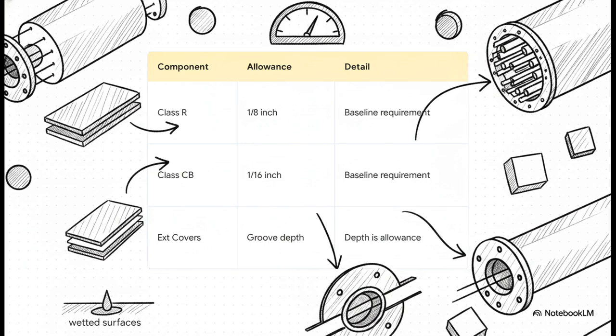Beyond that baseline, the code gets super specific. For internal floating head covers, the allowance is applied to all wetted surfaces, including the outside flange, but skipping the gasket seating surfaces. For grooved tube sheets and external flat covers, the actual depth of the gasketed groove is considered available for that corrosion allowance. And for end flanges, you only apply the allowance to the inside diameter where it's actually exposed to the fluids.